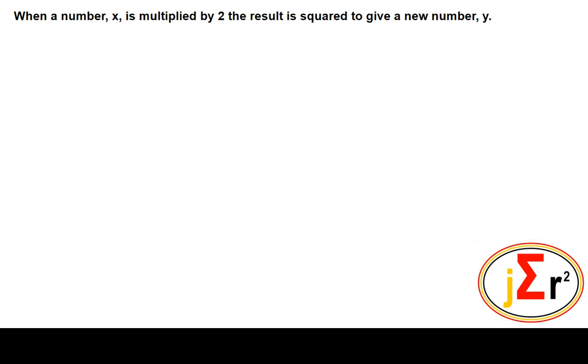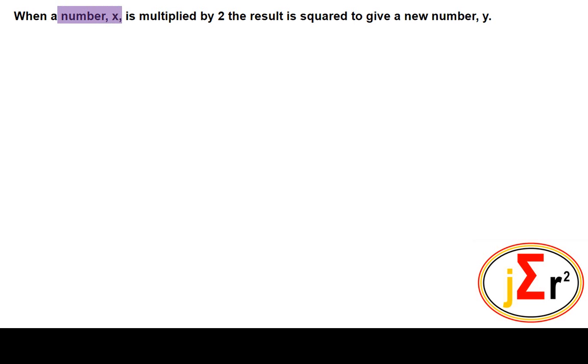Now we have a very nice word algebraic problem, and we're going to find this one to be quite enjoyable. When a number x is multiplied by 2, the result is squared to give a new number y. So we need to write that in algebraic form.